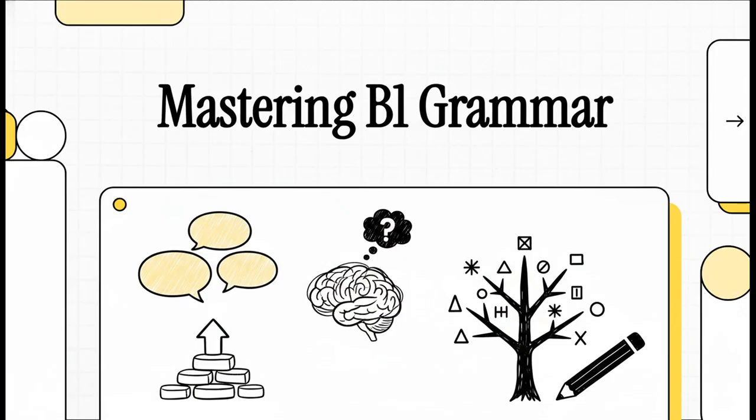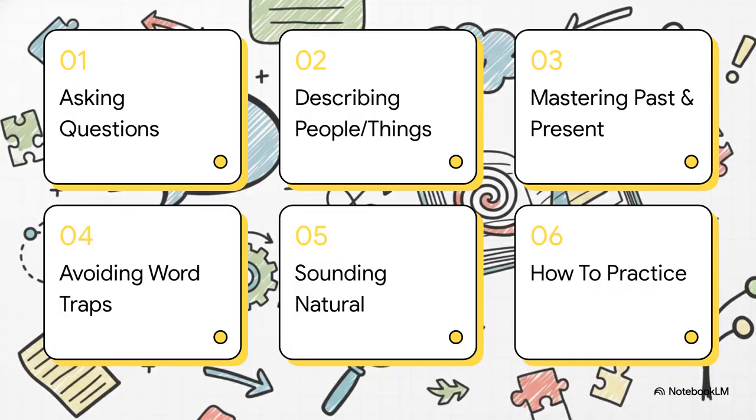We're going to take a fascinating journey into the building blocks of English conversation, looking specifically at mastering B1 grammar. If you've ever found yourself pausing mid-sentence, searching for the exact right word, or just wondering if what you said sounded completely unnatural to a native speaker, you are in the right place. We're going to take those common B1 English stumbling blocks and turn them into solid stepping stones for fluent, natural conversation. So here's our roadmap for today.